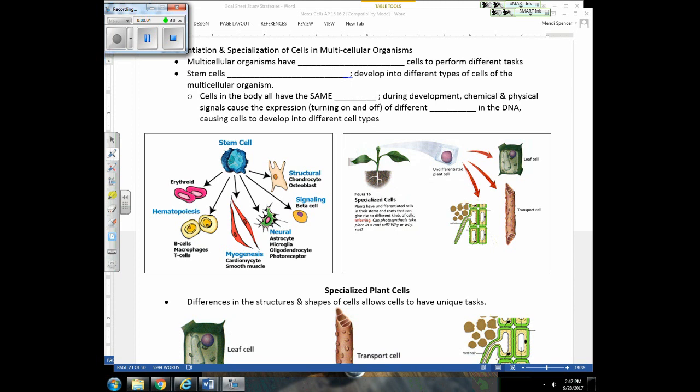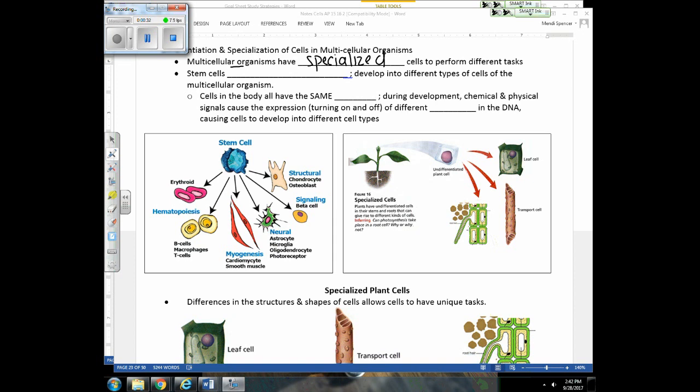Now, I just finished up showing you a typical animal cell, a typical plant cell, but you need to understand that not all animal cells are going to look like that nice round circle. Animal cells and plant cells are going to come in different shapes and different sizes. They're going to be specialized to perform a certain task for the organism. So multicellular organisms have specialized cells to perform different tasks for the organism.